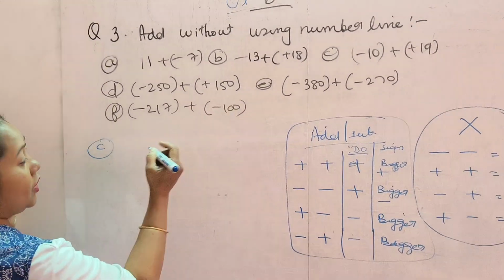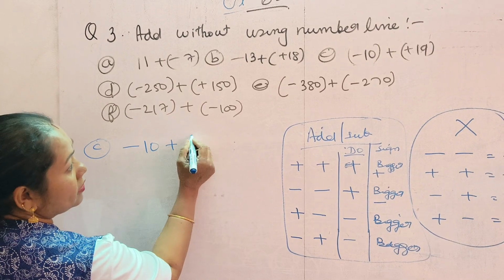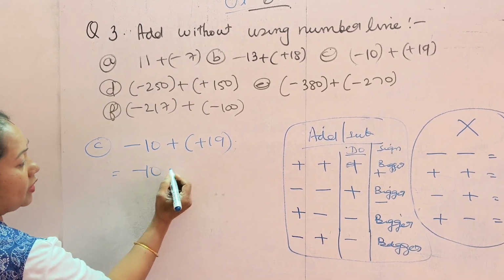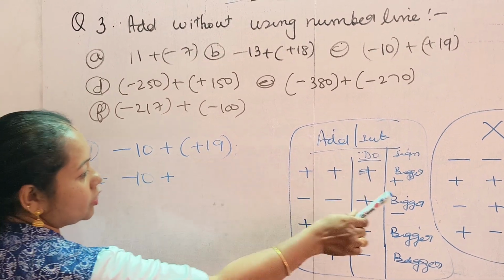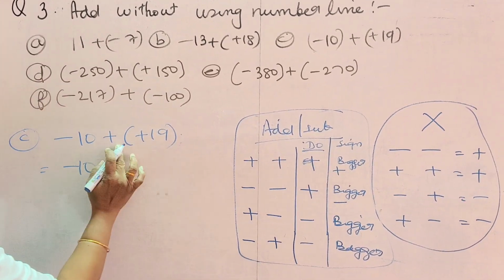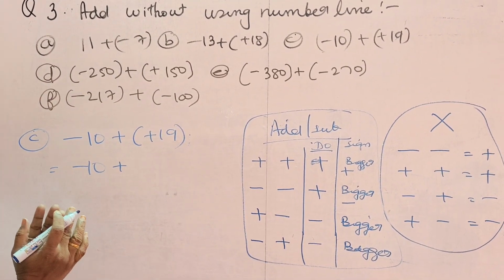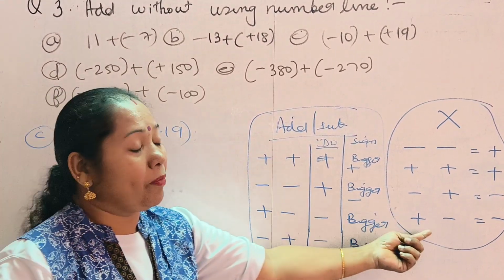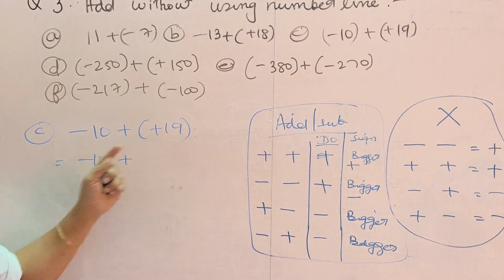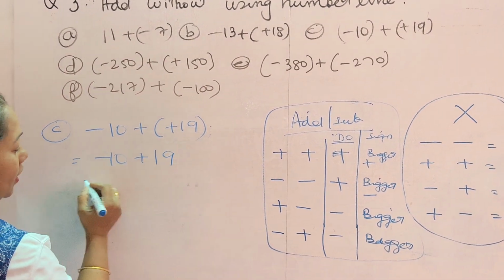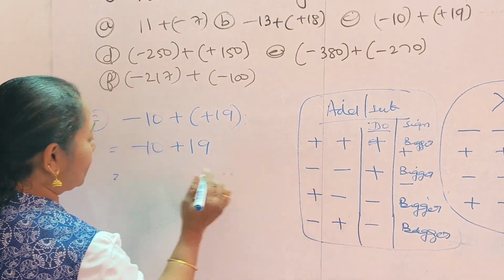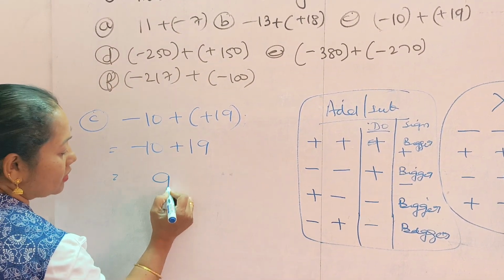Now question number C: minus 10 plus 19. That is minus 10, plus into plus here. These both symbols are coming continuously, so we will apply the rule of multiplication. So plus into plus 19. Now one number is minus, the other is plus. Minus and plus, we will do subtraction. That is 19 and 10, 9.